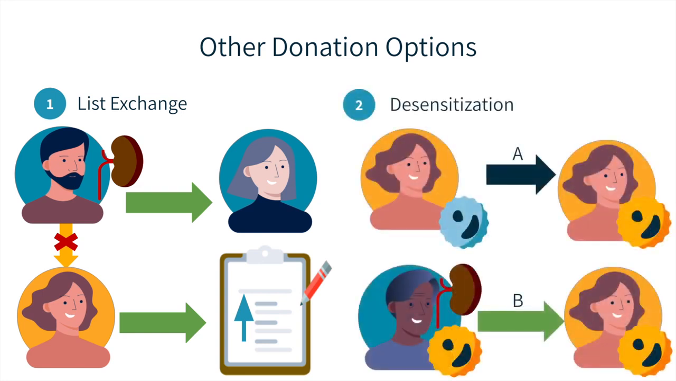Desensitization is used to allow a living kidney donor to donate directly to their recipient, even if incompatibility exists between the donor and recipient. To make this possible, the recipient will require a series of treatments before the transplant to treat their immune system reaction to the living kidney donor tissue. This is not always successful or possible. List exchange and desensitization are not commonly performed. Your clinical coordinator will provide you with more information about these options if they apply to you and your intended recipient.